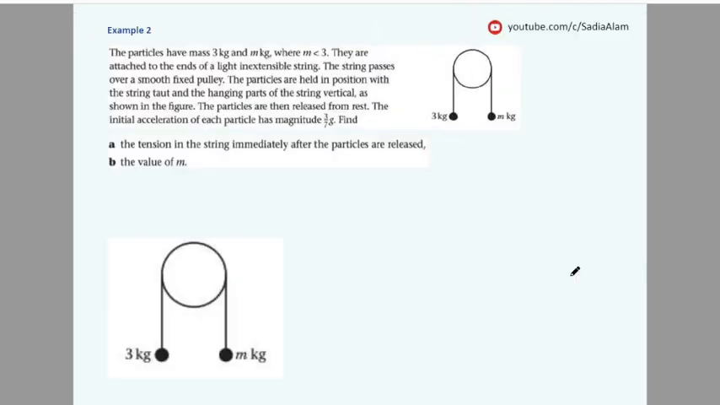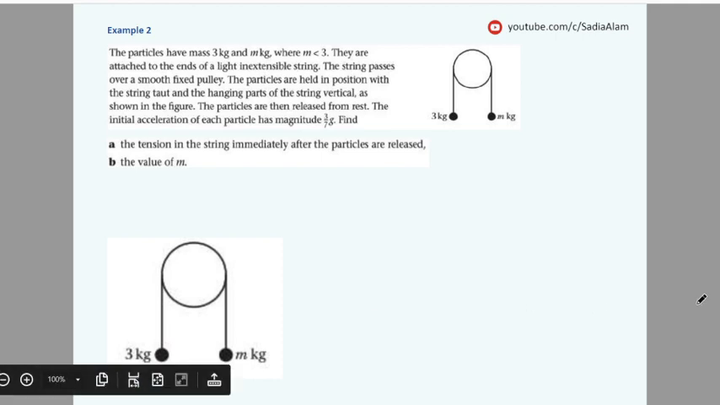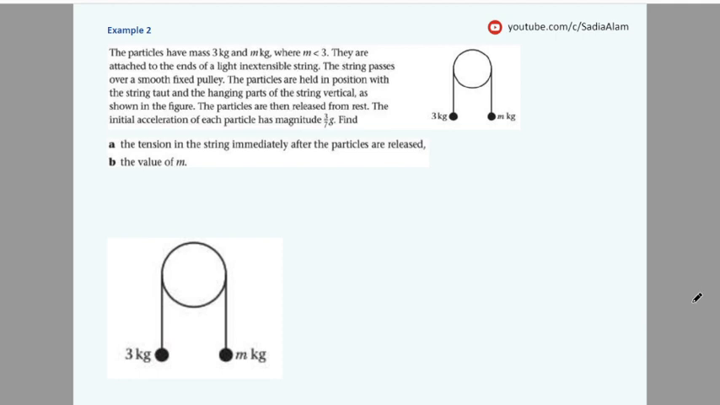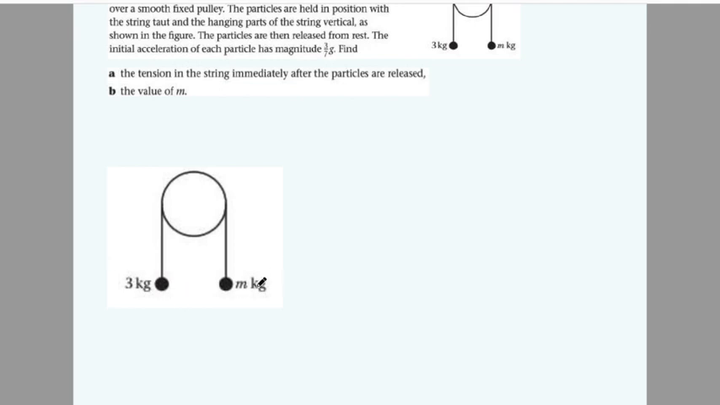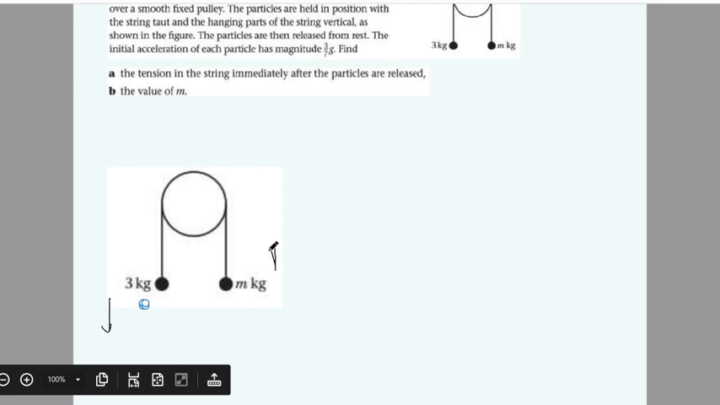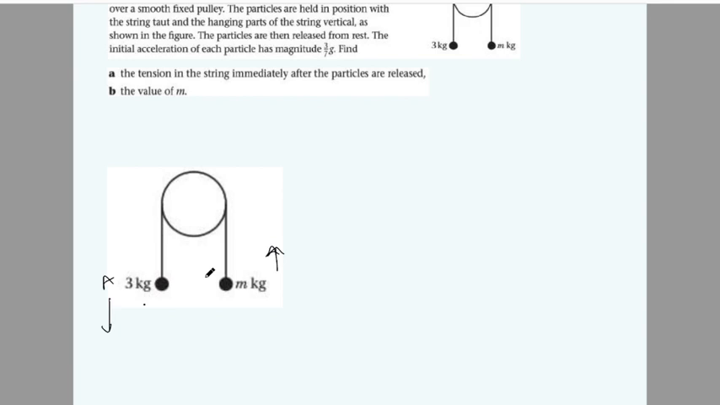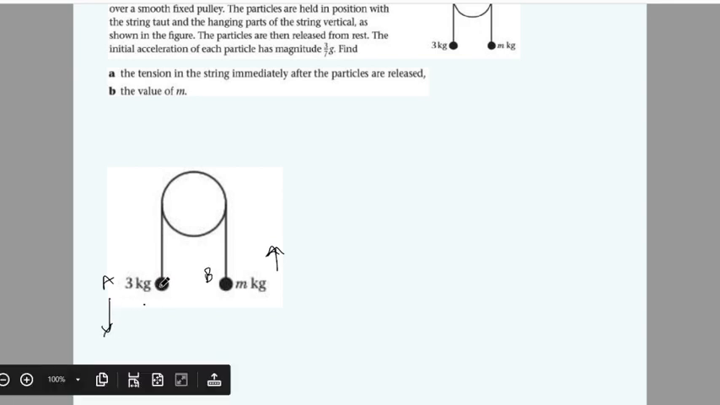So let me start with example 2. The particles have mass 3 kg and m kg, where m is less than 3. So it's already mentioned that m is less than 3. It means this is heavier, so this will go down and this particle will go up. So let me just name them, that's A and B. So weight is 3g, weight is mg. Tension is obviously away from the body, so that's why T is upward.